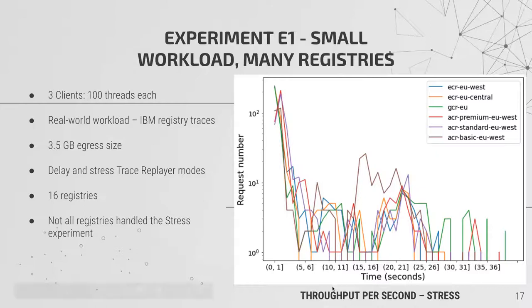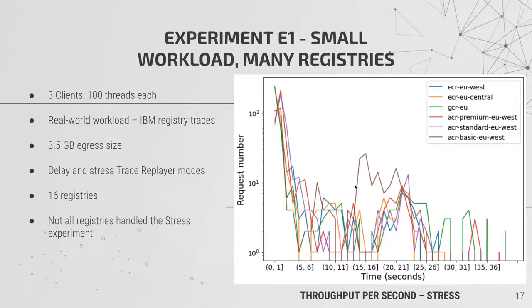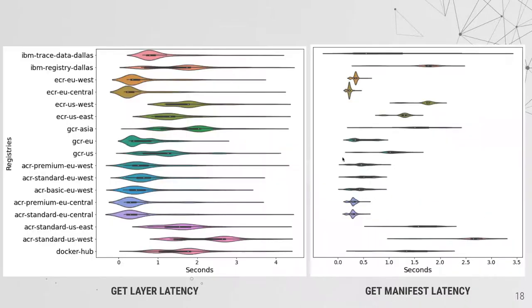Here we can see the throughput per second in the stress experiment. We can see that some registries observe higher throughput spikes later, which, in the example of ACR Basic, might have something to do with the throughput guarantees that different Azure usage tiers promise.